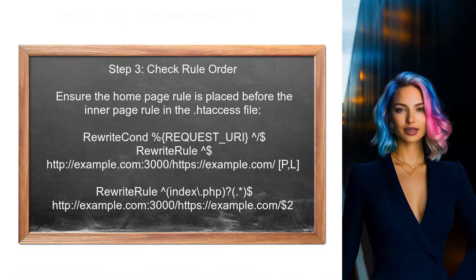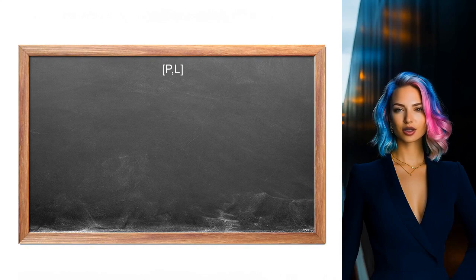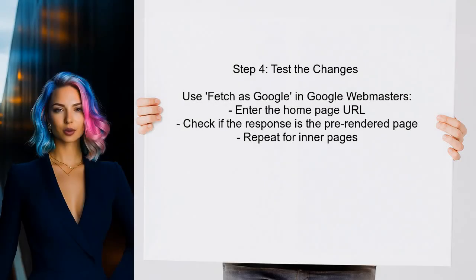Now, the user should check the order of the rules. It's important that the home page rule is processed before the inner page rule to avoid conflicts. Finally, the user should test the changes using the Fetch as Google tool in Google Webmasters to confirm that both the home page and inner pages are being proxied correctly.